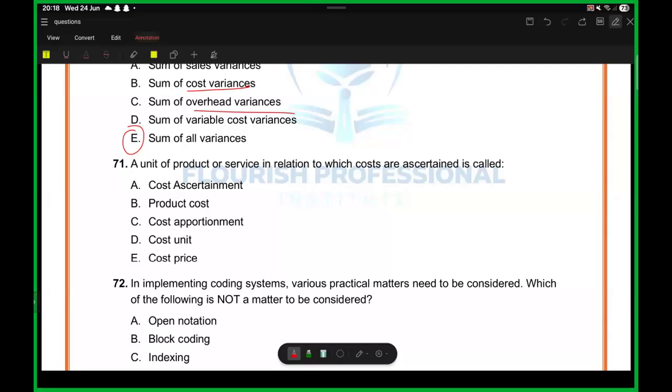Very simple. A. I'm not hearing the answer clearly. Who is talking? A. Okay. Cost ascertainment. No, it's not cost ascertainment. A unit of a product or a service in relation to which costs are ascertained is not cost ascertainment. Cost unit. Okay. So the answer is D, cost units. Yeah, that's the answer.